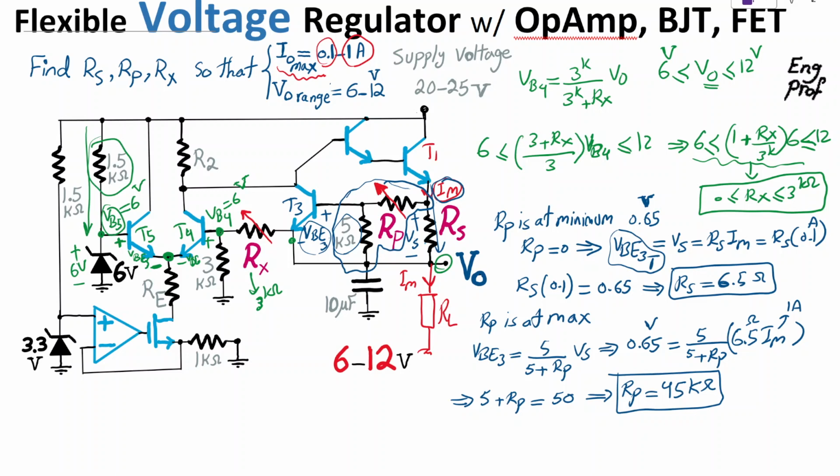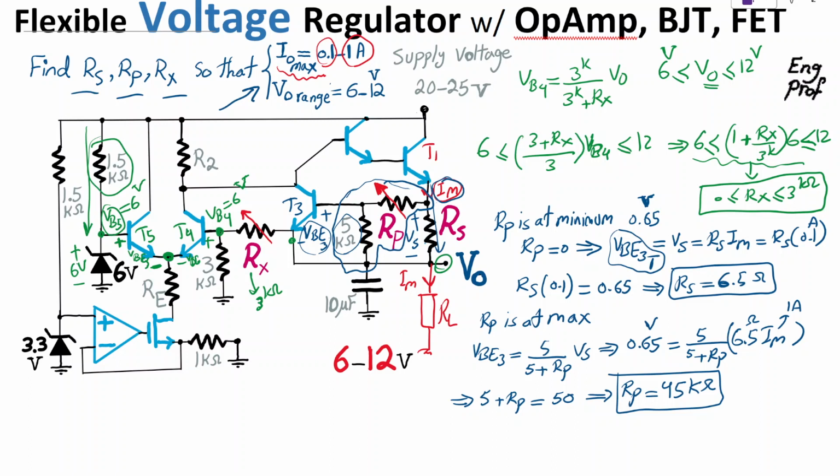When this potentiometer is 0, then we get the maximum allowable current at 0.1 amp, as was proven here. If it is at maximum 45K, then we are allowing I max of 1 amp in the circuit. So that's how we control the maximum current that is going through transistor T1. So that's the answer to this question in terms of how we set Rs, Rp, Rx, so that we achieve these desired properties for the adjustable voltage regulator in this circuit.